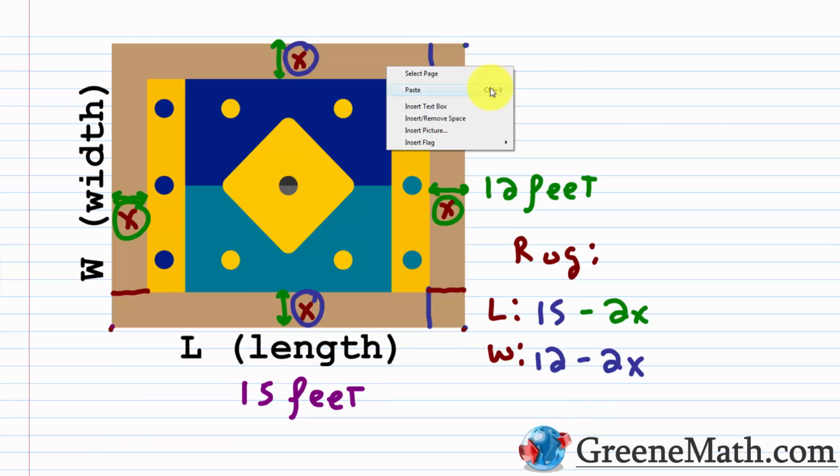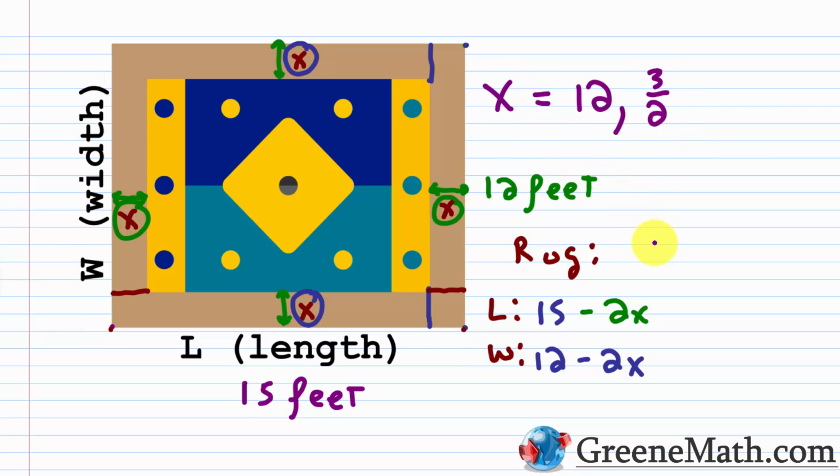Okay, so let me paste this up here. So can x be 12? Remember, I'm plugging in for x in each case. So I'm plugging in here and here. Well, 2 times 12 is 24. 15 minus 24 is negative. Okay, it's going to be negative 9. Does it make sense for this rug to have a length of negative 9? Okay, no, it can't be negative 9 feet. That doesn't make any sense. It's nonsense.